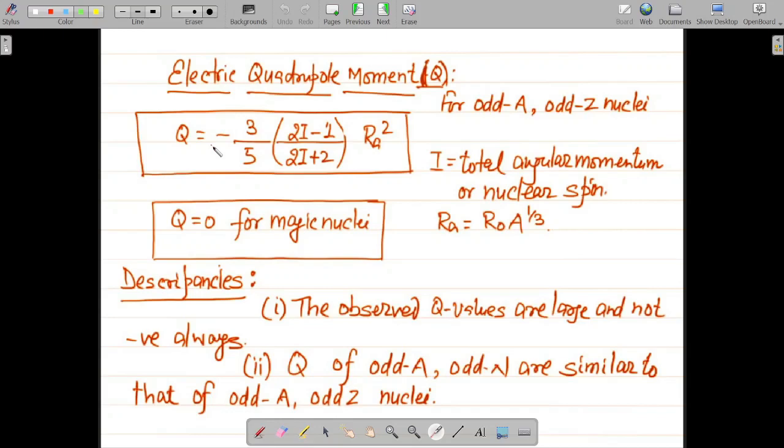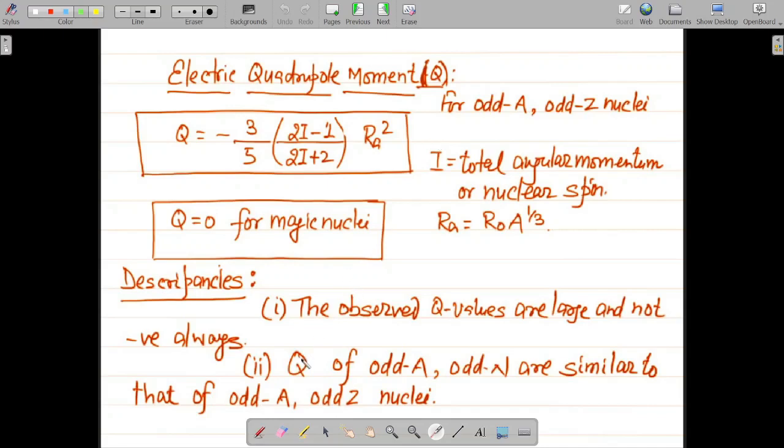And please remember that this formula is only for odd A and odd Z. When you look at any standard textbook and try to derive this formula, the assumption in that textbook will be odd A and odd Z. Only then can this formula be derived. The electric quadrupole moment Q formula is derived based on the assumption of odd A and odd Z. That is the assumption.